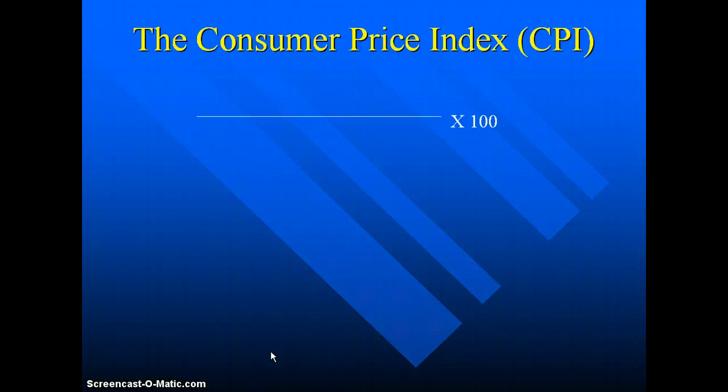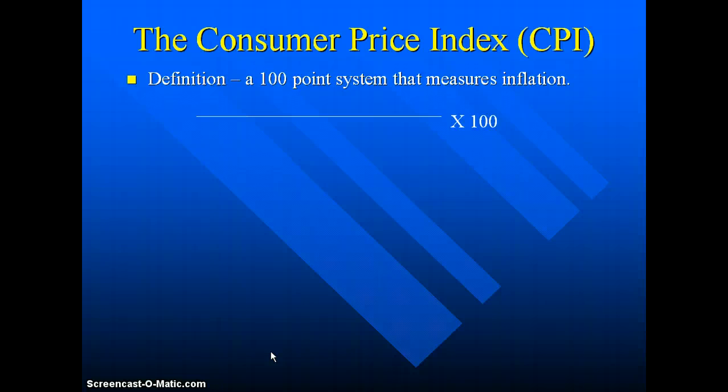And here's how you calculate the CPI. By the way, first of all, what is it? It's a 100-point system that measures inflation. So 100 is kind of like the base. And if you go higher than 100, you know that inflation has occurred since that point. And if you go less than 100, that means that deflation has occurred since that point. Okay? And here's how you calculate the CPI for a certain year.